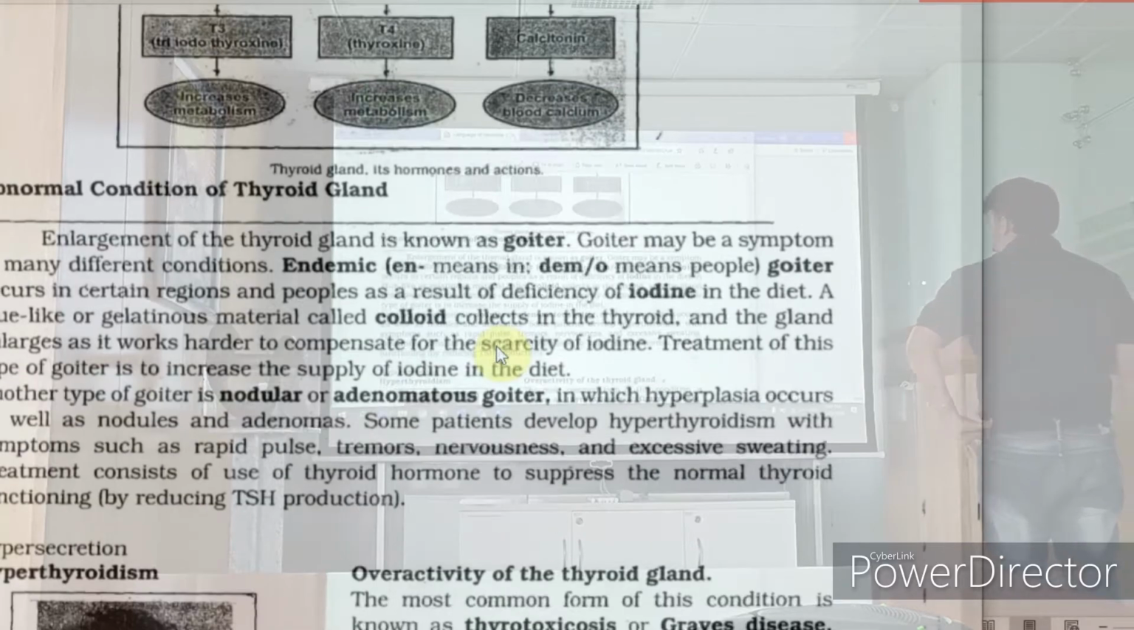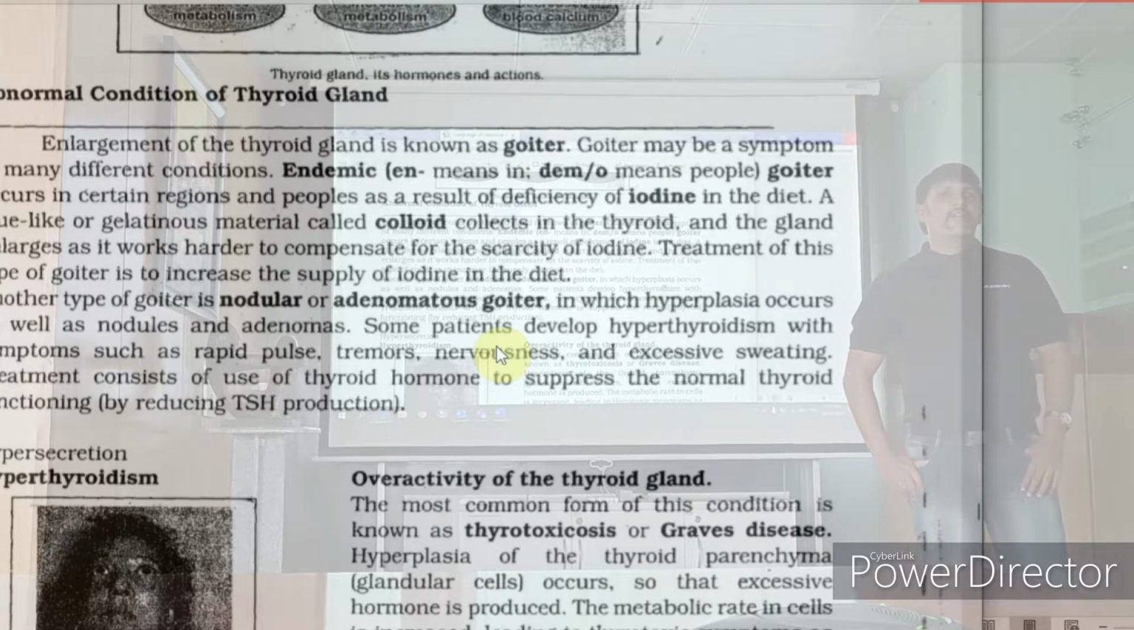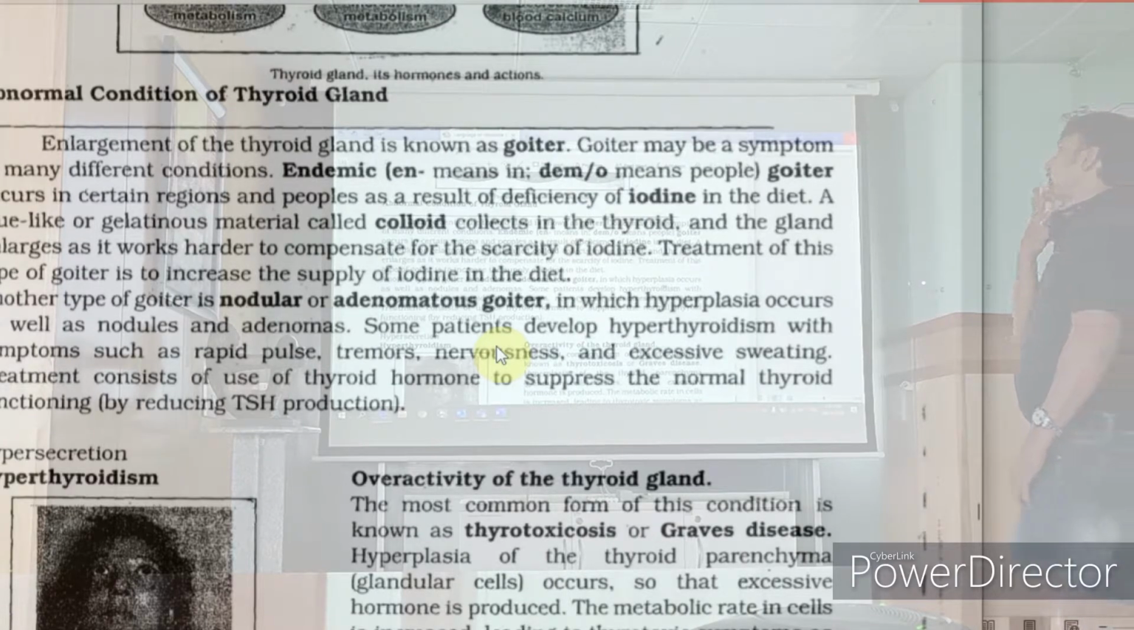Abnormal conditions. Any enlargement of the thyroid gland is known as goiter. We have seen this in many patients, especially females. It is common. It enlarges. Endemic goiter means goiter occurs in certain regions, and people are affected because of deficiency of iodine in the diet.